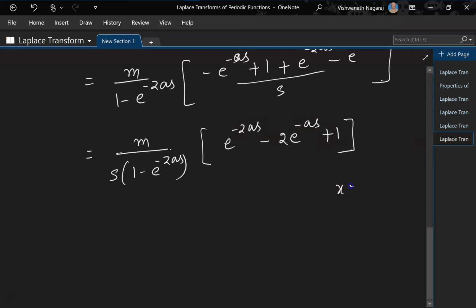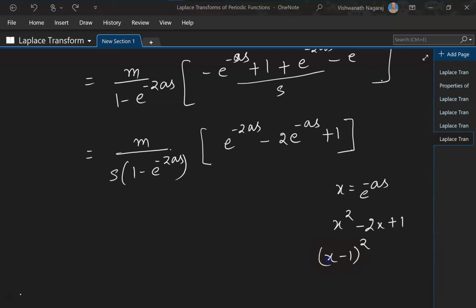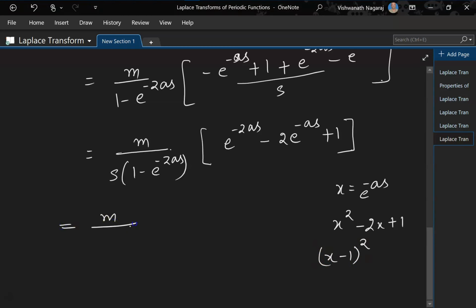Let's say x is equal to e to the power of minus as. Then what happens? This becomes x square minus 2x plus 1. And this becomes m by s times 1 minus e to the power of minus 2as, and the numerator can be written as x minus 1 whole square, that is e to the power of minus as minus 1 whole square.